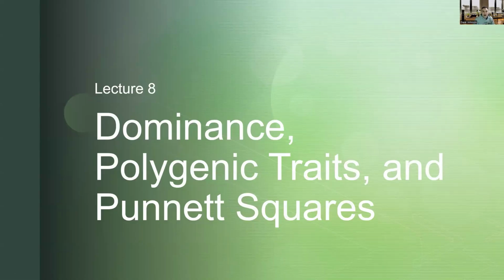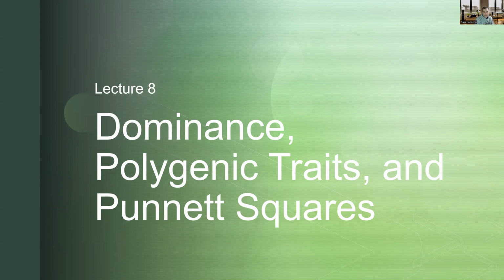So in this video, I'm going to go through the different types of dominance that we see in nature. We'll talk about polygenic traits, and we'll go through how to do a Punnett square. We'll talk about monohybrid and dihybrid crosses, so I can kind of walk you through that exercise as well.